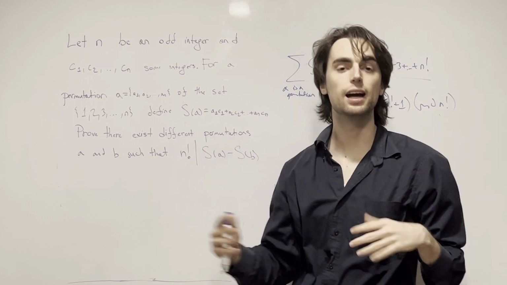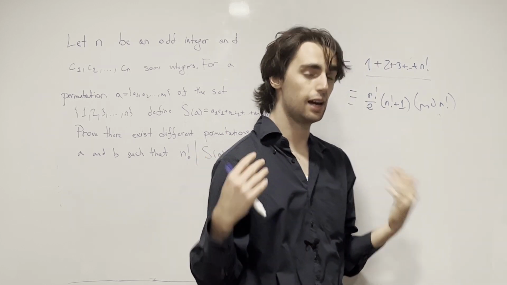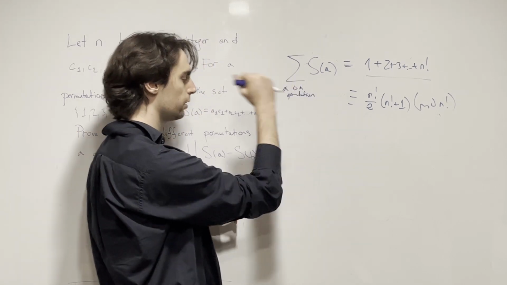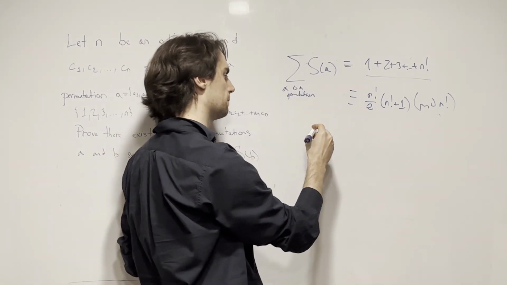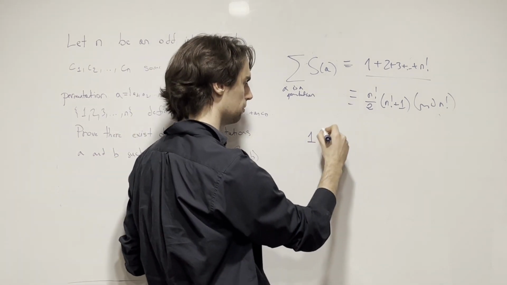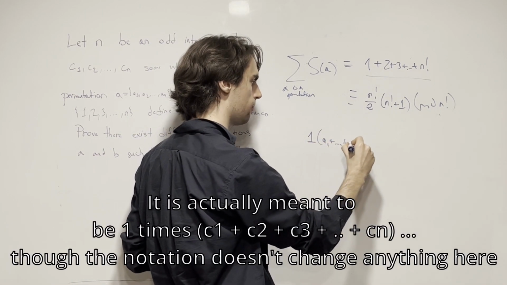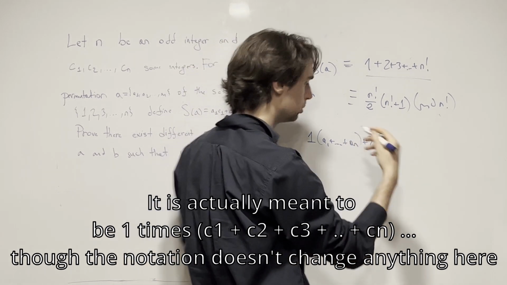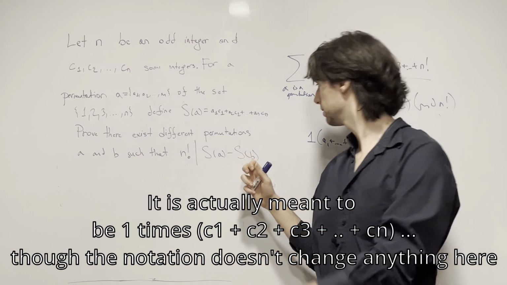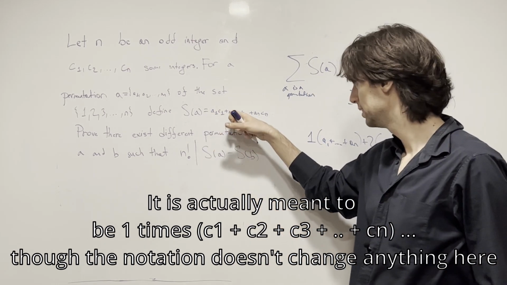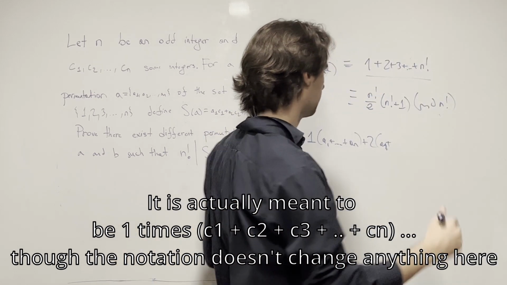A3, A4, An, all will be 1 in n minus 1 factorial permutations. So this is going to equal 1 times every single one of these, plus 2 times every single one of these, because 2 is going to be equal to this thing, n minus 1 factorial times this thing, and so on and so forth.